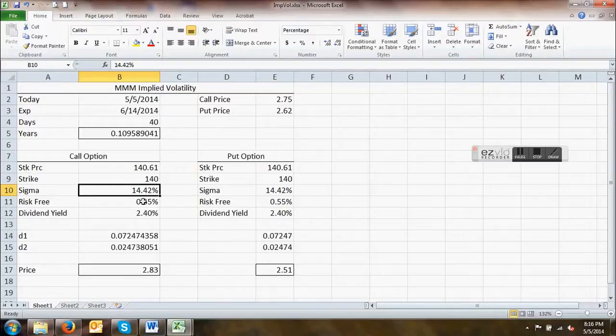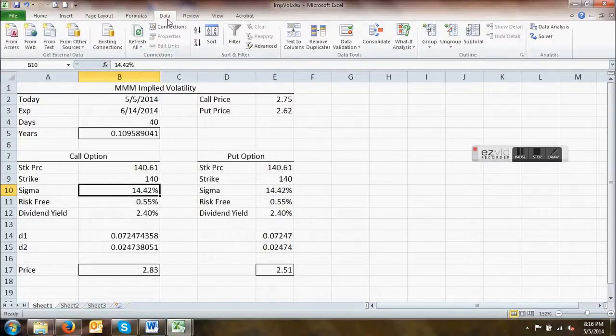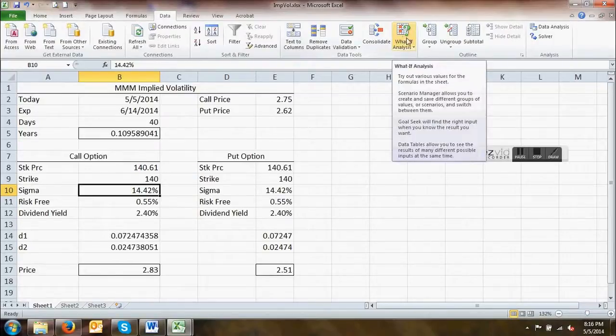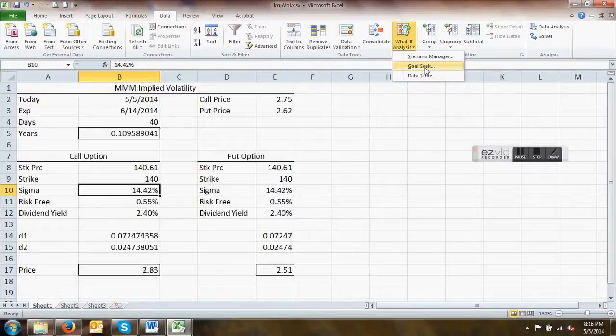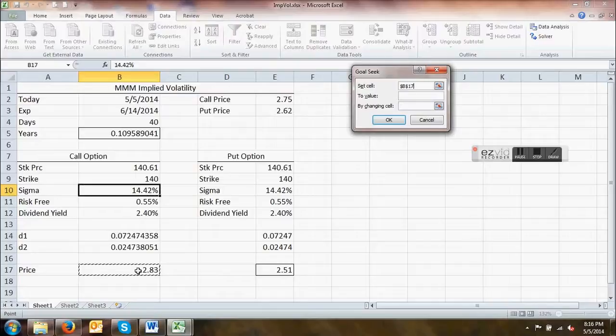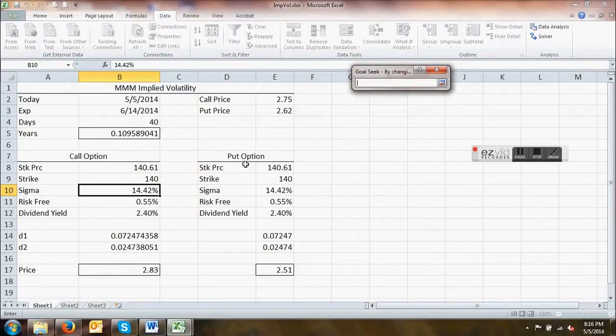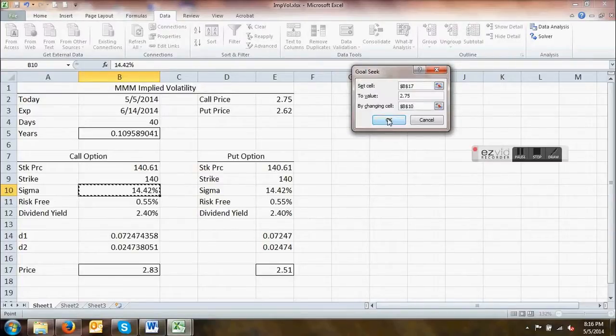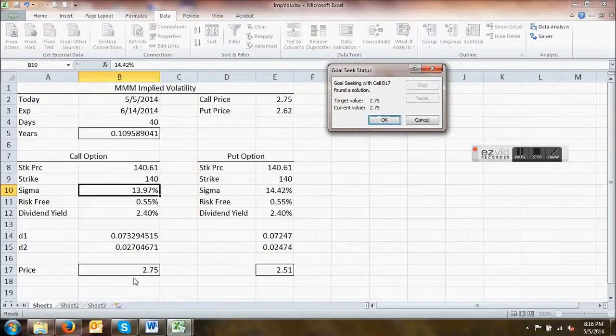So in order to do the implied volatility, we're going to go under the Data function, and we're going to do a What-If Analysis using Goal Seek. In this case, what we want to do is pick the price, and that's going to be equal to our actual value, which is 2.75. We're going to achieve that by changing the volatility estimate. And then we're going to go OK. So the price is now fixed at 2.75.